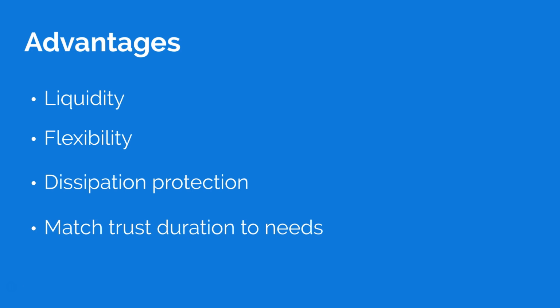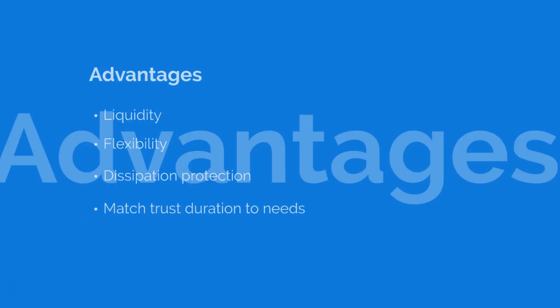You can also match the trust duration to the needs of your clients. So much like an annuity, you can draft the terms of the trust to kind of match up with your client's future needs and goals, whether that's college for a minor and then a lump sum at a certain age to get them going in life. You can match up those distributions from the trust to their future needs. And then if things change, the trust is flexible enough to change with it. We love the flexibility, the dissipation protection of these trusts.